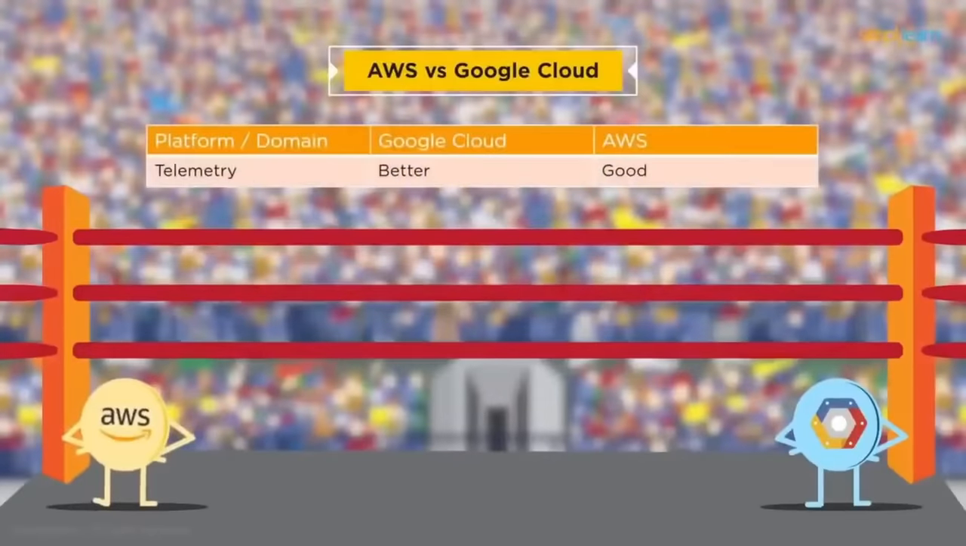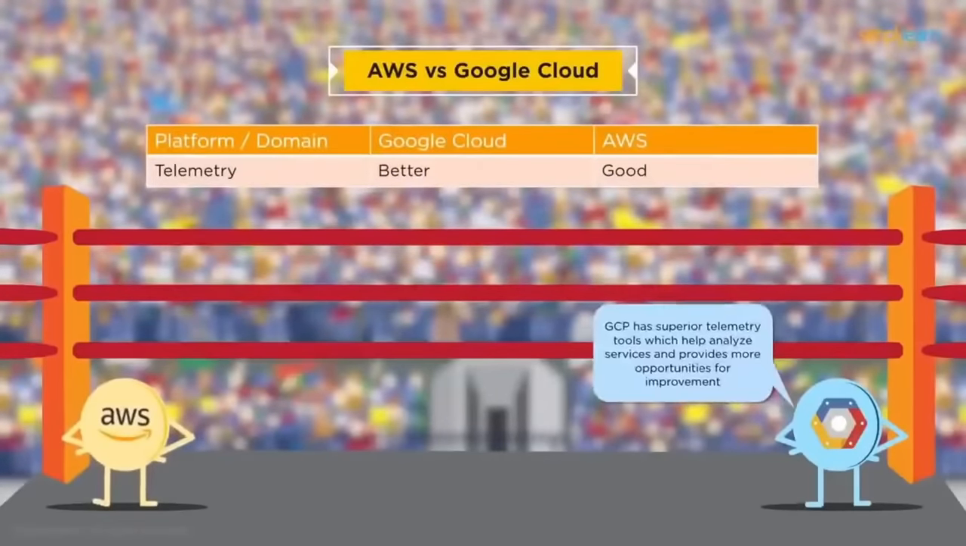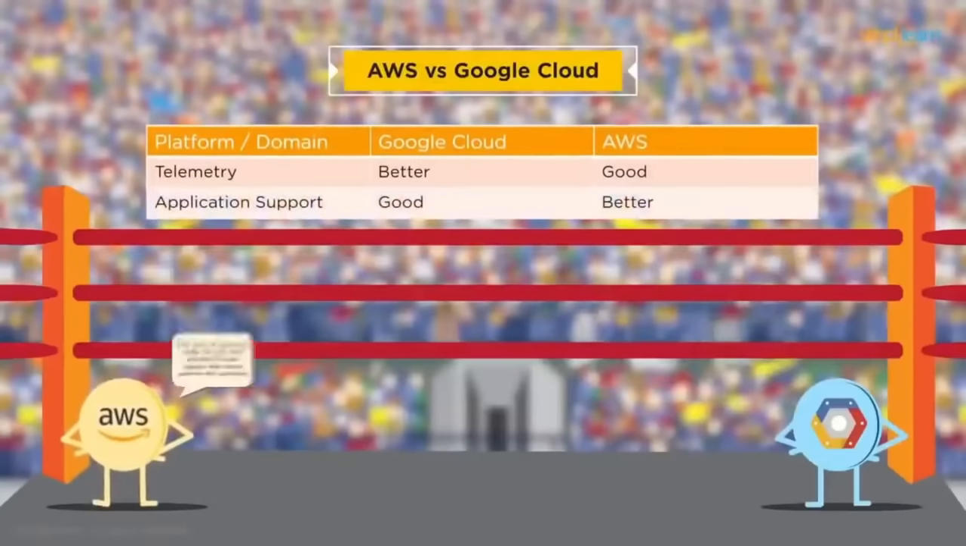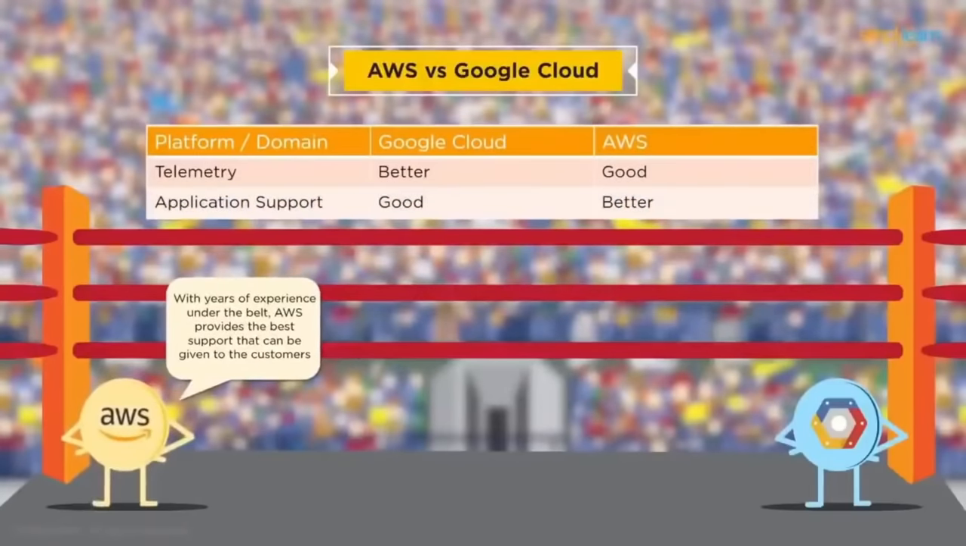Telemetry. It's a process of automatically collecting periodic measurements from remote devices. For example, GPS. GCP is obviously better because they have superior telemetry tools which help in analyzing services and providing more opportunities for improvement. When it comes to application support, AWS is obviously better since they have years of experience under their belt. AWS provides the best support that can be given to the customers.